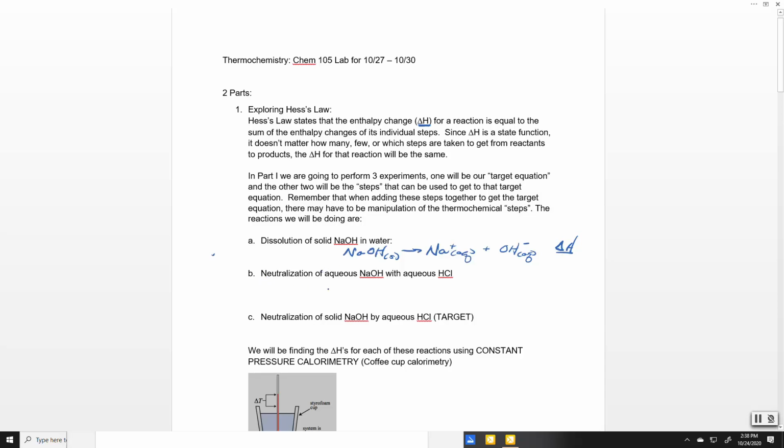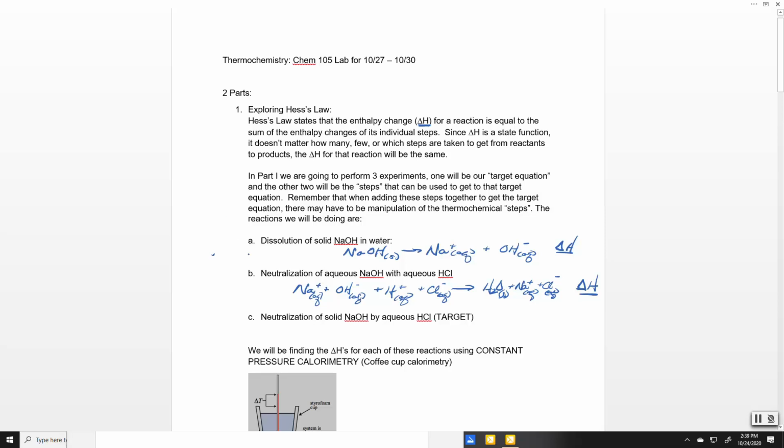The second experiment that we'll be doing is we'll be taking aqueous sodium hydroxide, so Na+, I'm going to write this in terms of its ions, OH-, so these guys have dissociated, H+, and Cl-. And this is a neutralization reaction, which means we're going to end up with liquid water, and Na+, and Cl-. And again, we're going to be finding the delta H for this reaction.